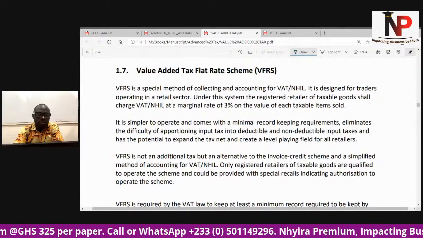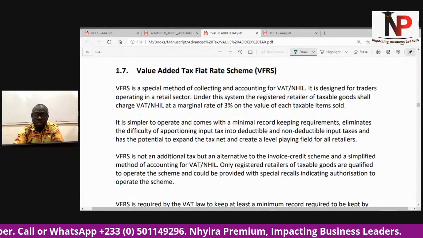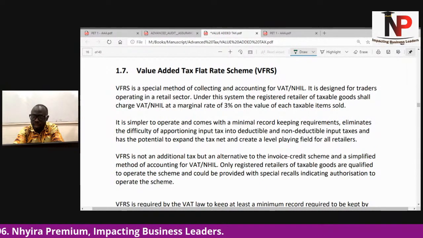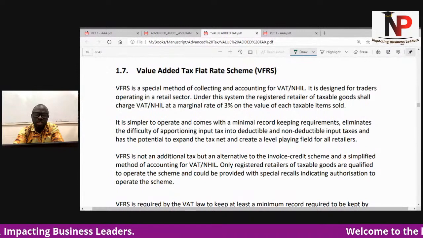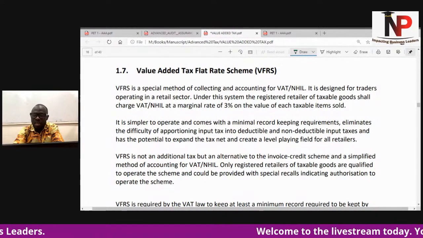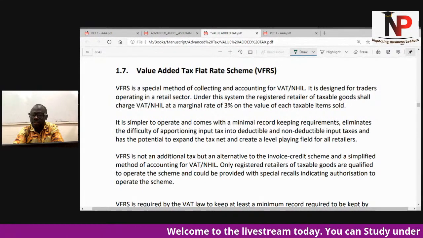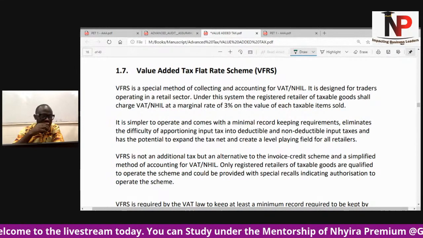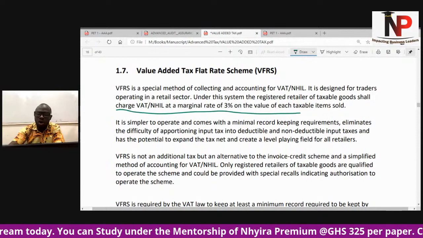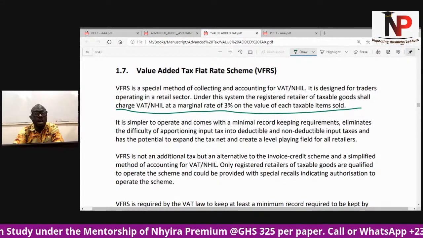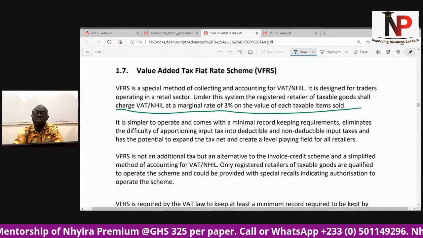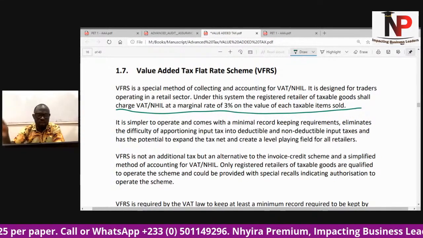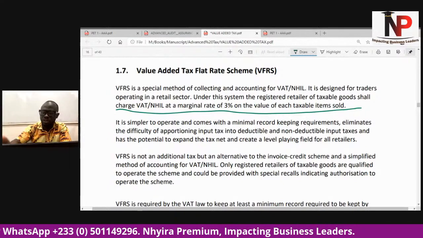So the VFRS is a special method of collecting and accounting for VAT and NHIL. It is designed for traders operating in the retail sector. Under this system, the registered retailer of taxable goods shall charge VAT NHIL at a marginal rate of 3% on the value of each taxable item. It is simpler to operate, and so on. We know whatever it is that you're going to be talking about.